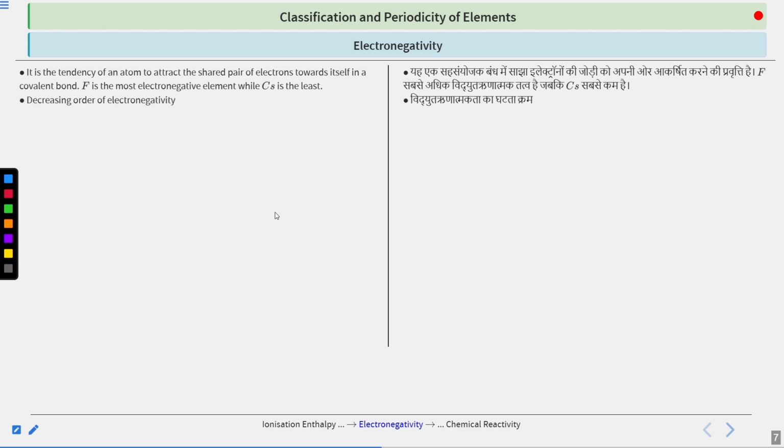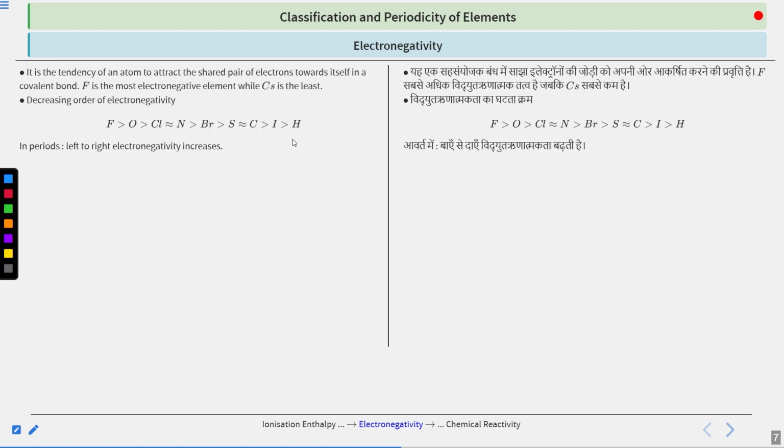Next is the decreasing order of electronegativity. It decreases in this way: fluorine, oxygen, chlorine and nitrogen have similar values, then bromine, sulfur, carbon, iodine and then hydrogen. If you talk about the period, moving from left to right the size decreases, therefore the electronegativity increases, because electrons are much closer to the nucleus and experience greater force. If you move down the group, the electronegativity decreases because the size is increasing, so electrons are much less attracted toward the nucleus.